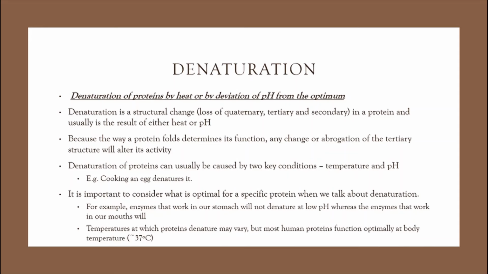When it comes to temperature, there's a little bit less variation. So temperatures at which proteins may denature vary a little bit. But for most human proteins, they're going to function at around 37 degrees, because human body temperature is usually around 37 degrees Celsius. And so most of the proteins that work in our body are going to function optimally at 37 degrees Celsius. If they are exposed to an environment that is hotter than that, then they would denature.